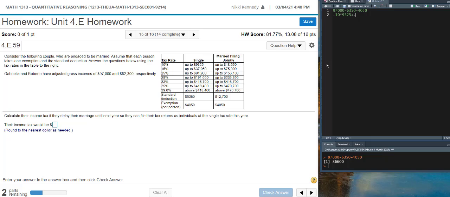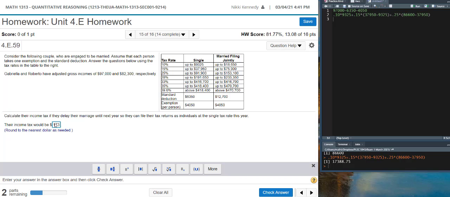I will add 15% times the margin. So the margin there is $37,950 minus the maximum of the one before, $9,325. So the maximum minus the minimum of that margin, 15% times that amount. Then I will calculate 25% of her salary, $86,600, minus the minimum of the 25% margin. So the minimum of this margin would be that number you see from the previous row, $37,950. I will calculate that. I get $17,388.75. When we calculate our taxes, we always round to the nearest dollar.